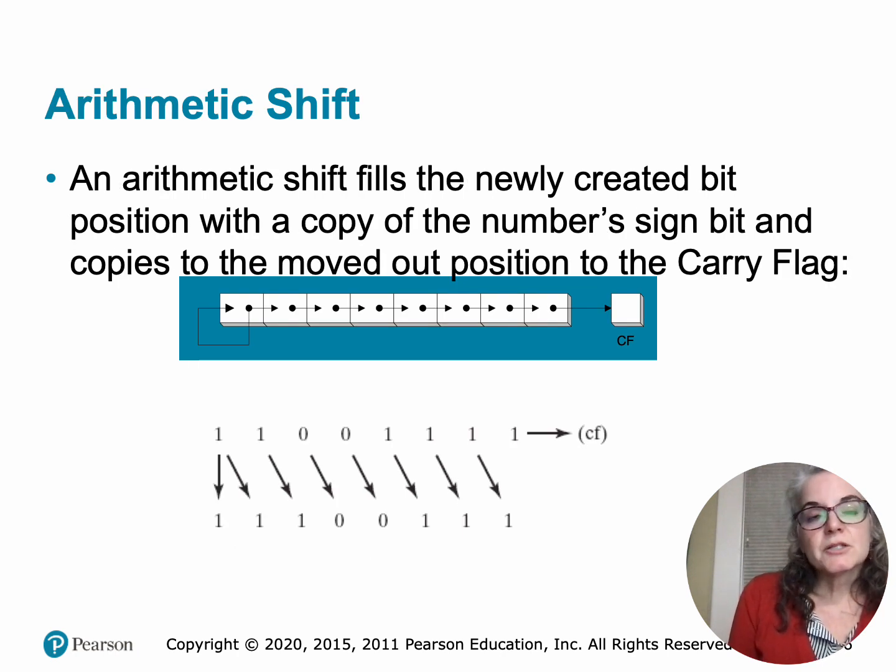If we have an arithmetic shift, what happens is, for example, here we're looking at an arithmetic shift to the right. If we're just shifting 1, we shift this bit to the carry flag, and then the very last bit that we had here gets copied. So the most significant bit here is a 1. So this 1 gets copied to the open position.